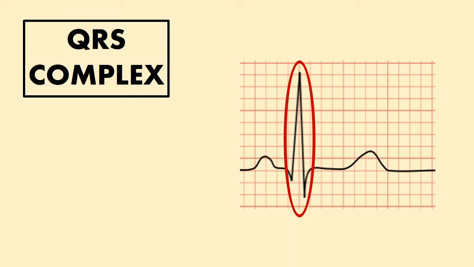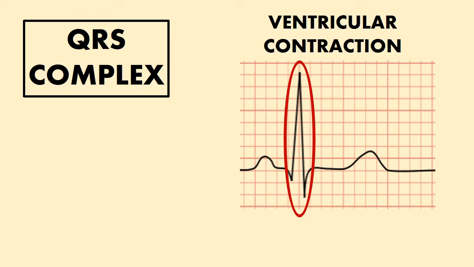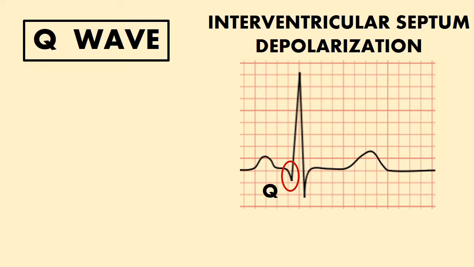QRS complex corresponds to ventricular contraction. It consists of 3 waves, Q, R, and S. Q wave corresponds to the depolarization of the interventricular septum. It is the first negative deflection after P wave.